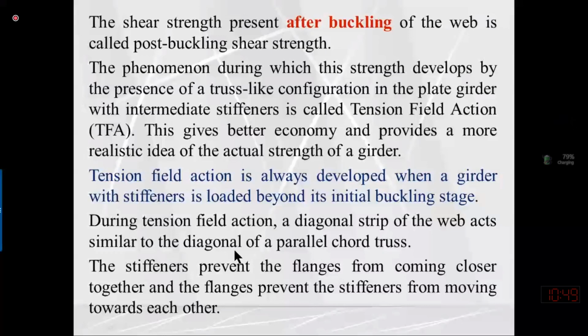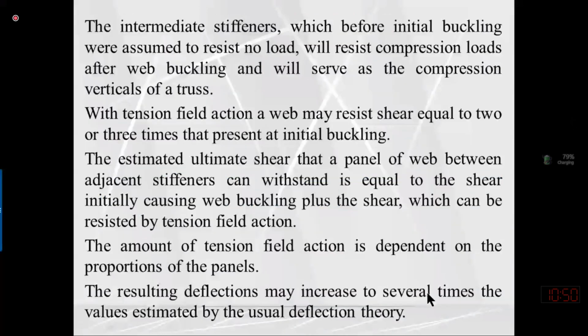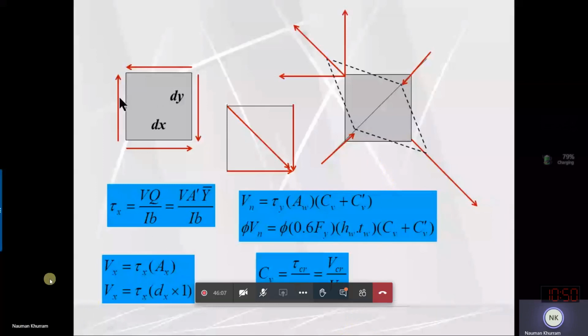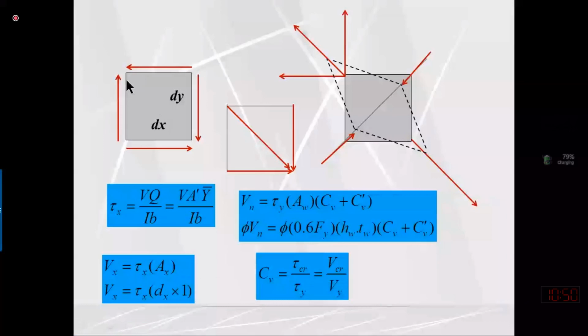Thus, during tension field action, a diagonal strip of web acts like a diagonal member of the truss. The stiffener prevents the flanges from coming closer to each other, and the flanges prevent the stiffener from moving. So what does it mean? The flanges will not let the web height and stiffness reduce. They will also resist the reduction of dimension or the change of shape of the web panel. If we are not providing intermediate stiffeners, then the buckled deformed shape of the web will be likely.